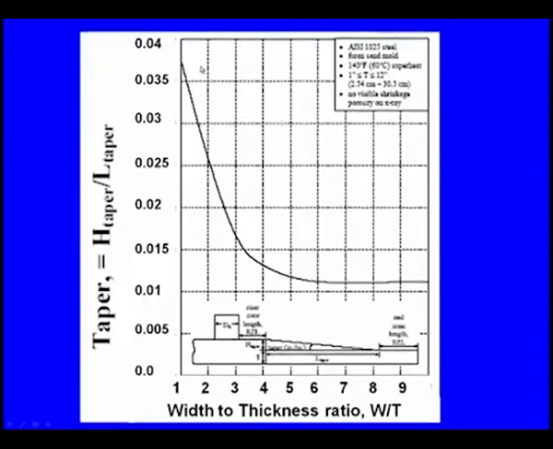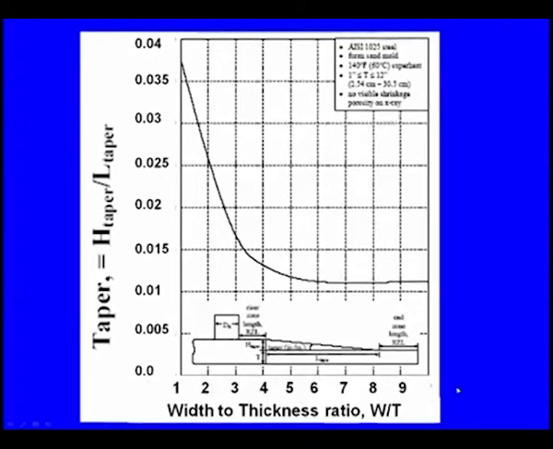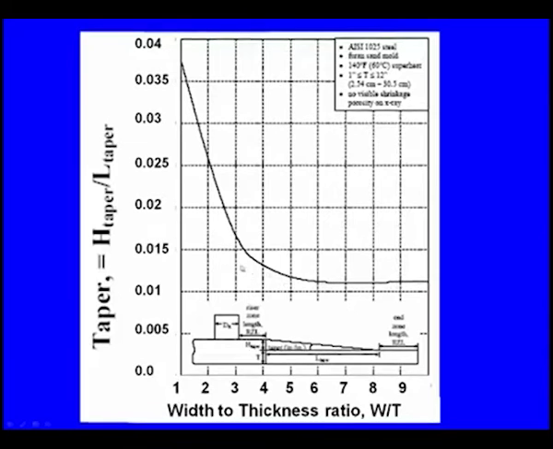Now, how to choose this taper? This is the graph available to us. Here we can see on the x axis the width to thickness ratio, W by T. On the y axis we can see the taper, that is equal to height by length, the height of the taper divided by the length of the taper. The width to thickness ratio goes from 1 to 3 up to 9, and here we can see the taper H divided by L. So, it is this much, right. By considering this graph, we can successfully design the taper for the casting, which will definitely improve the efficiency of the razor.